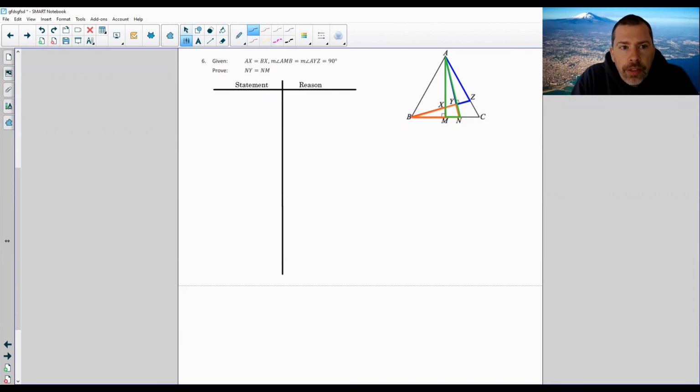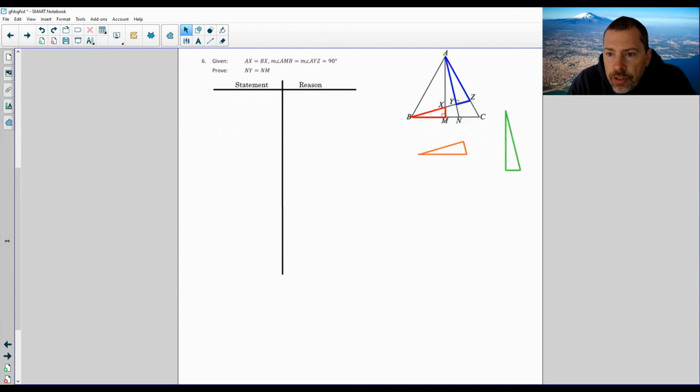All right, so in this diagram, I looked at what we're proving. NY equals NM. New York equals New Mexico. NY is this segment here, and NM is this here. So I pulled those triangles out because we're going to try to prove those two triangles are congruent and then use CPCTC.